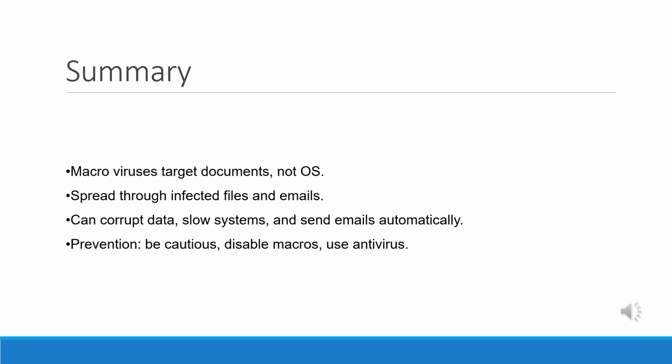The best defense against macroviruses is prevention. Never open attachments from unknown senders. You can disable macros in your Office applications to stop automatic execution. Always keep your antivirus updated and back up your files regularly. Remember, prevention is always better than cure.